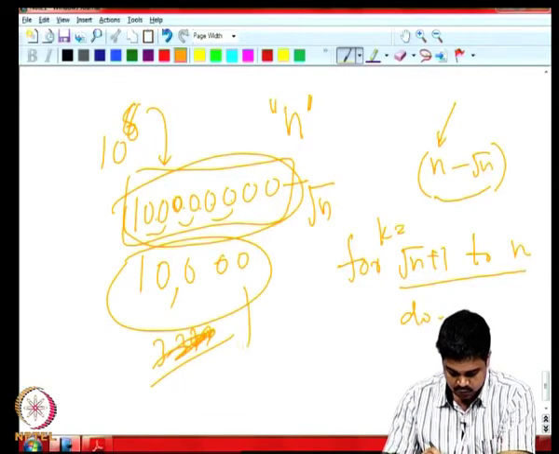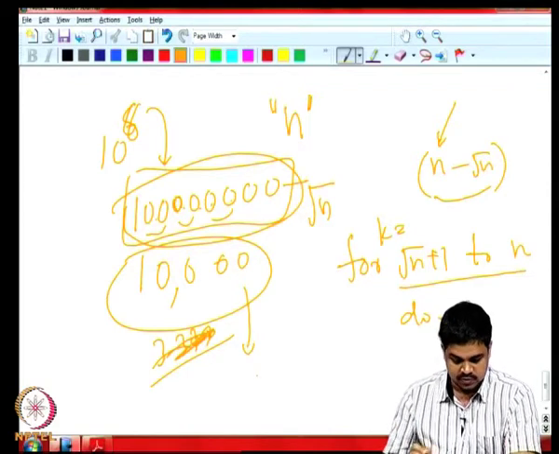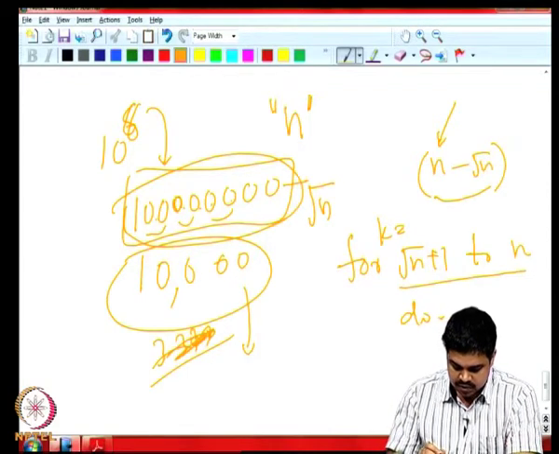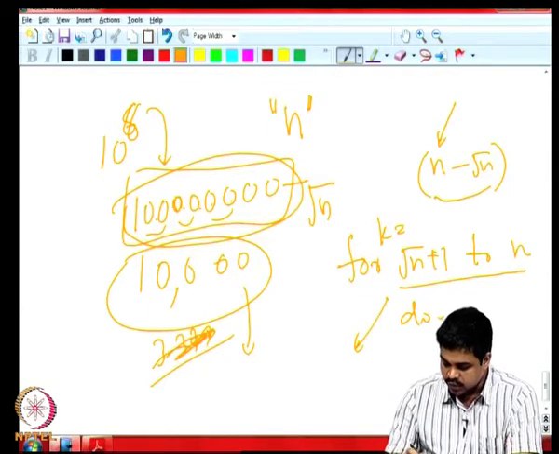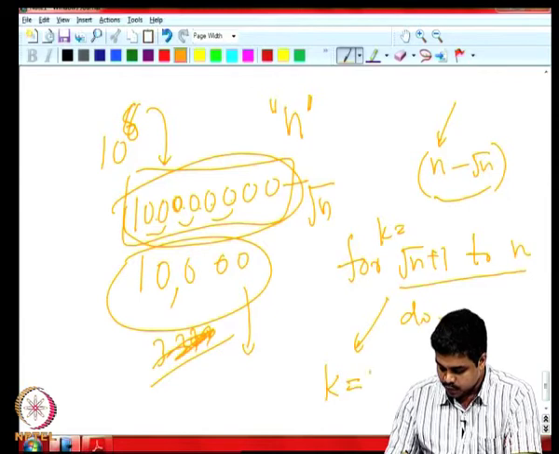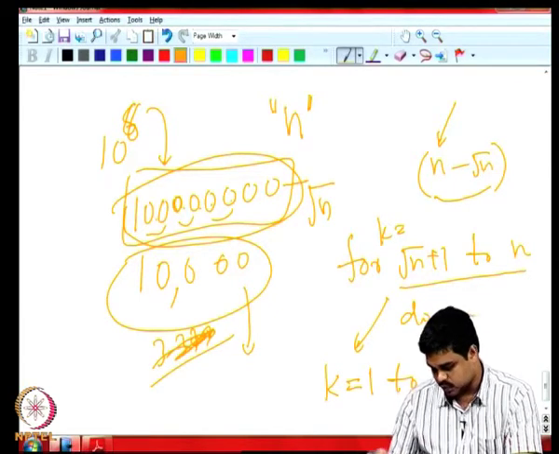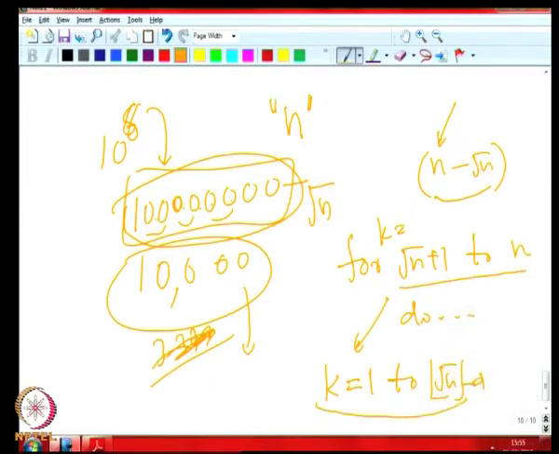it may take a long time, though of course it depends on how fast your computer is. But still, if you are clever enough to do it from k equal to 1 to root n minus 1, assuming root n is an integer, or root n floor, and then check the same thing, you may do much faster, because this root n is much smaller than n minus root n, because n minus root n is almost like n. So for big enough n, root n is much smaller.